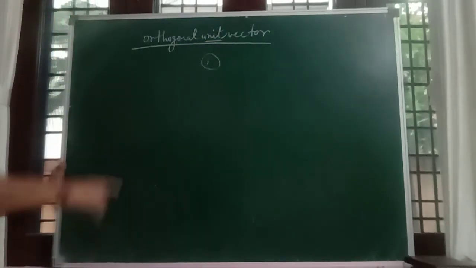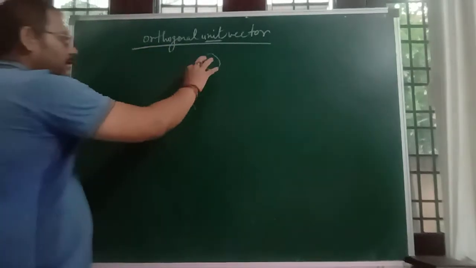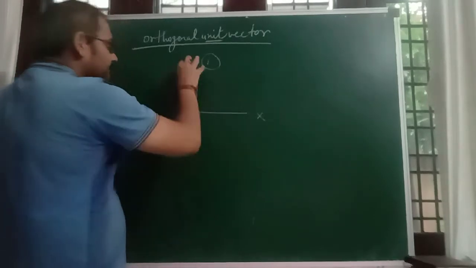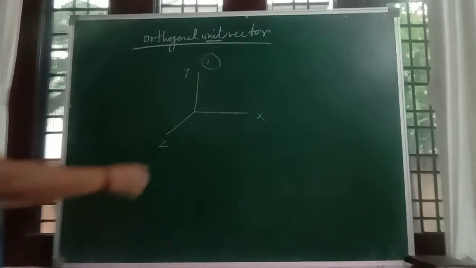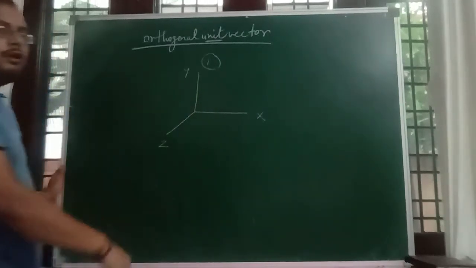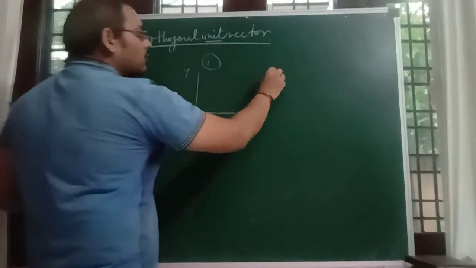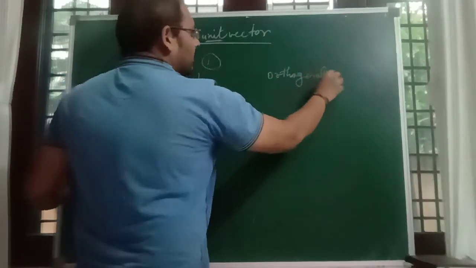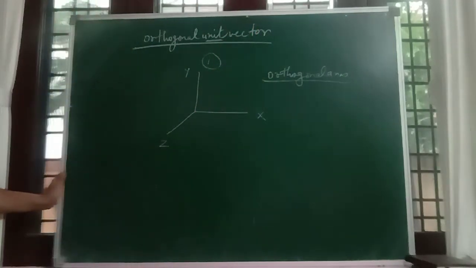And orthogonal means perpendicular. For our convenience, we take the x-axis, y-axis and z-axis. These three axes are mutually perpendicular to each other. X is perpendicular to y, y is perpendicular to z, z is perpendicular to x. These axes are known as orthogonal axes, because these are mutually perpendicular to each other.